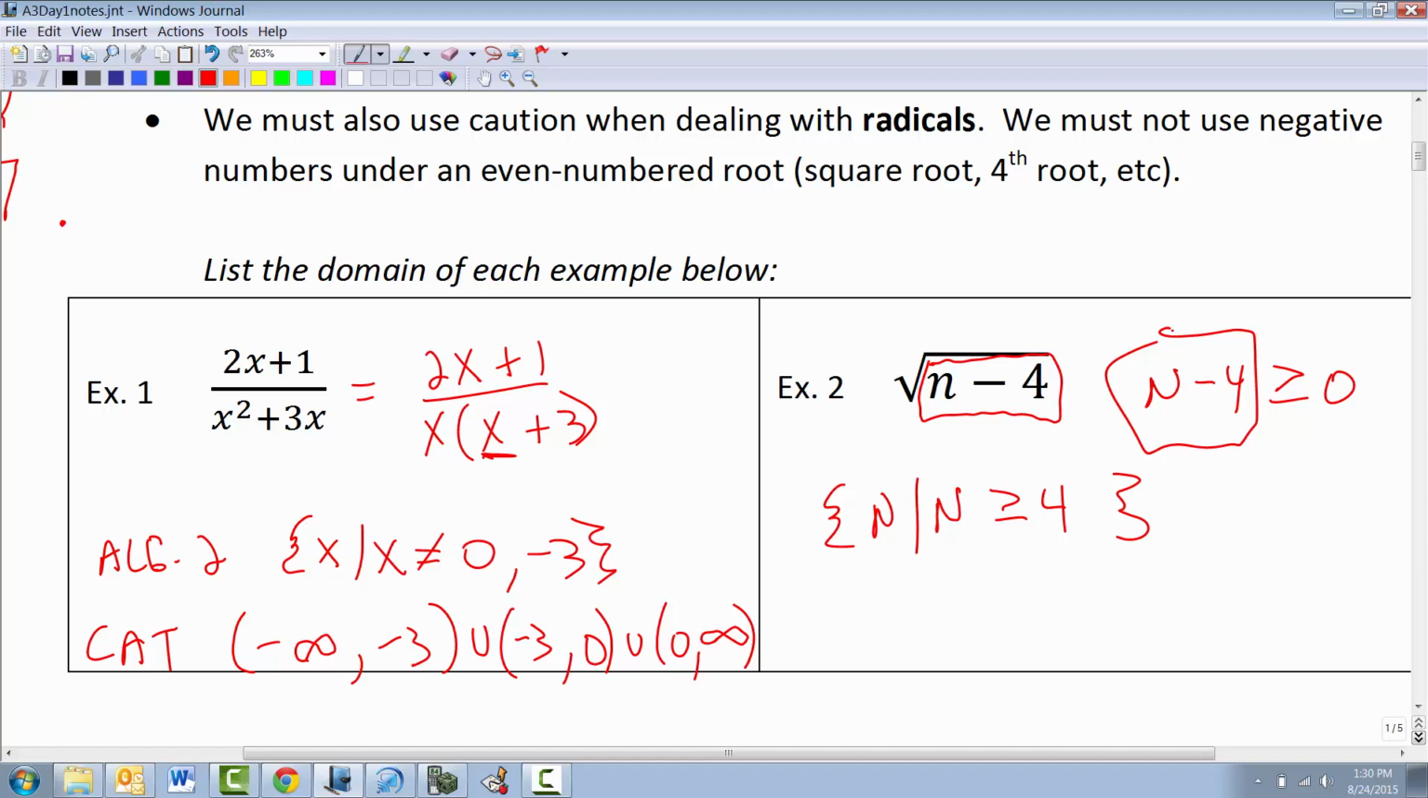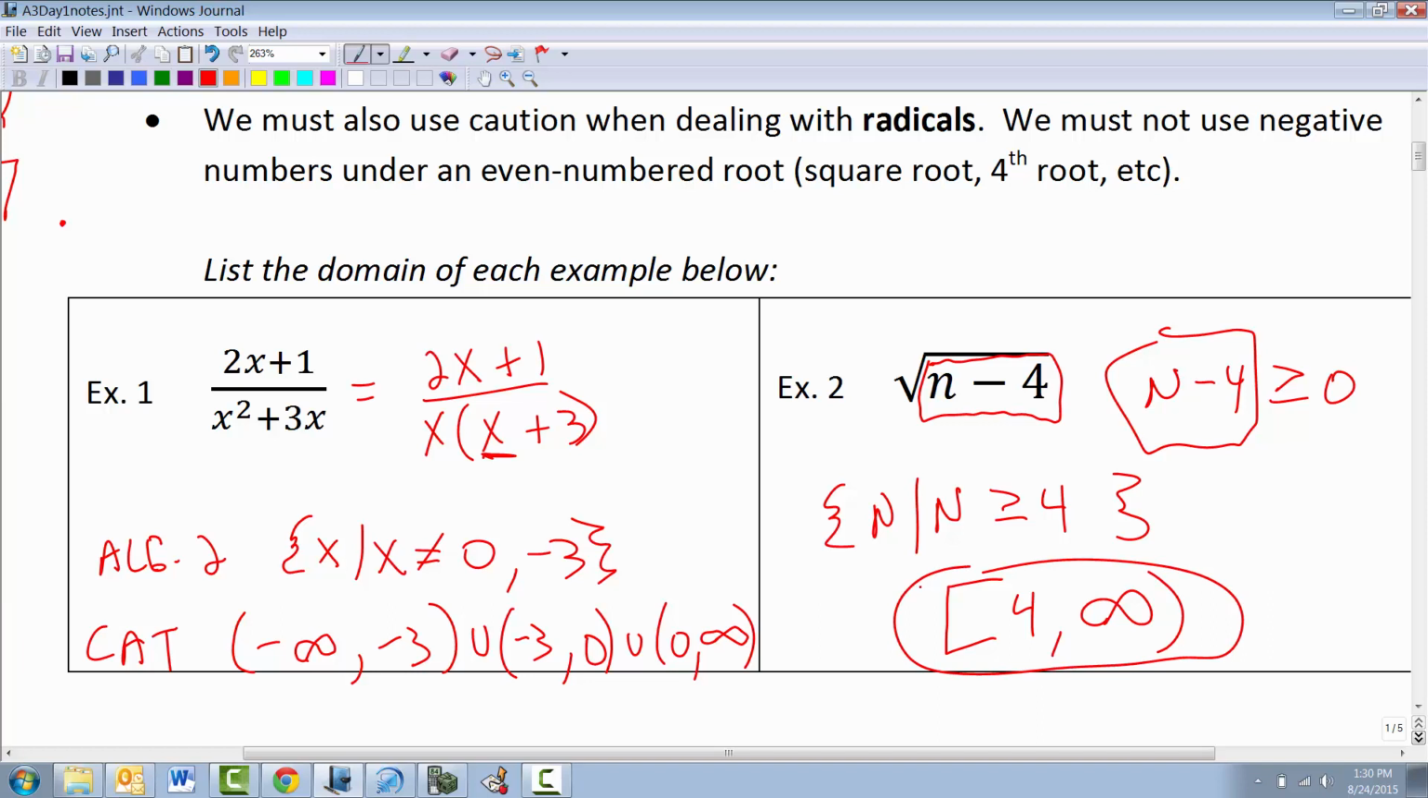Well, where's to the right of 4? What number is to the right of 4, very large? Infinity. And then what do I put when we include 4? Not a parenthesis, an actual bracket. And it has to go in order. 4 to infinity says the exact same thing as that inequality in interval notation. Now that's a little bit better looking.